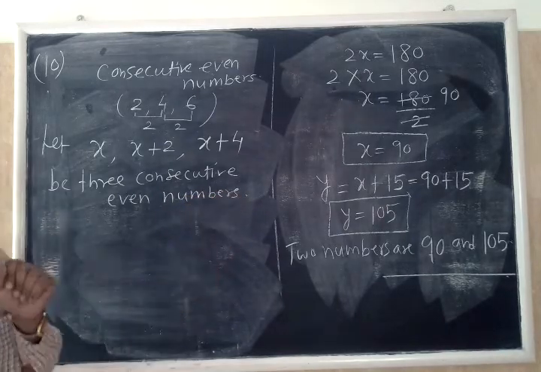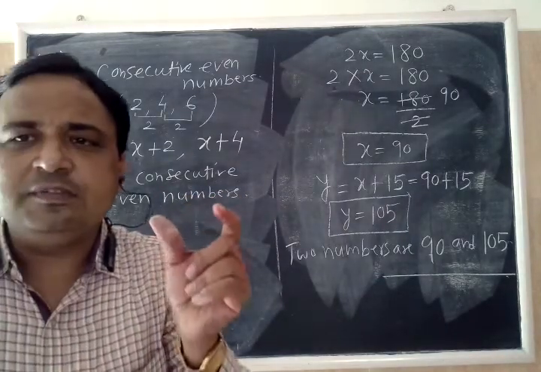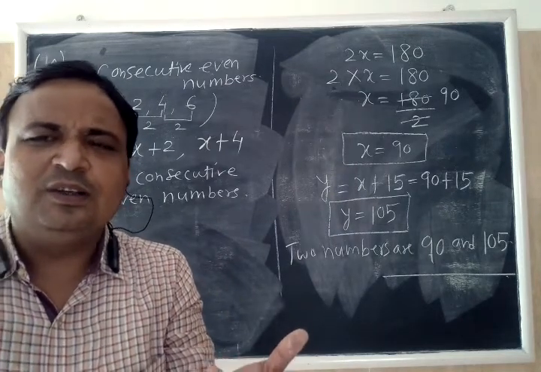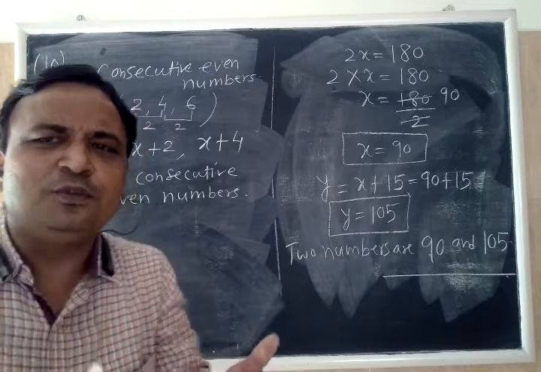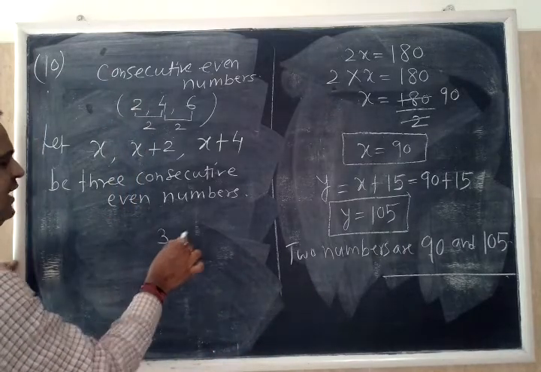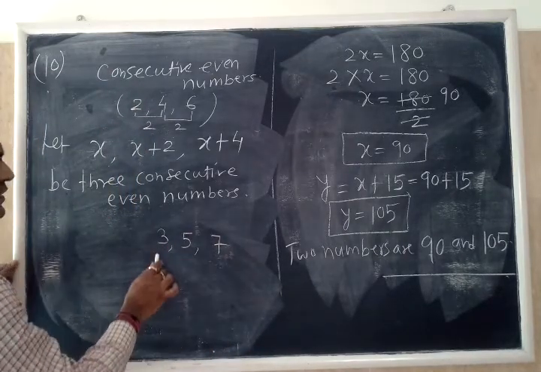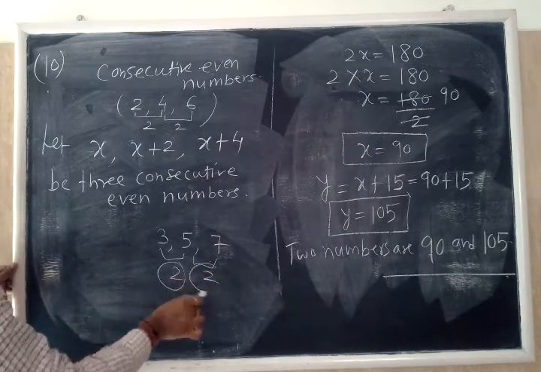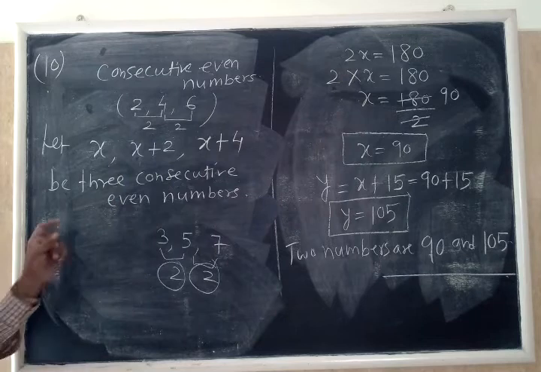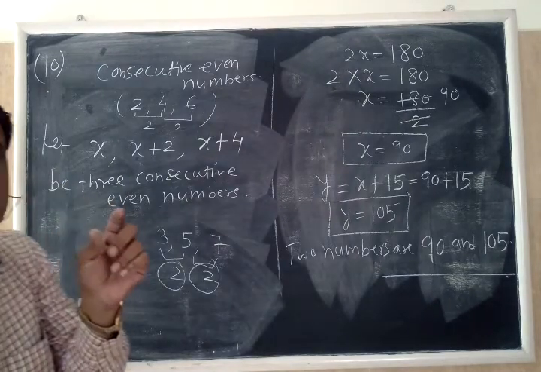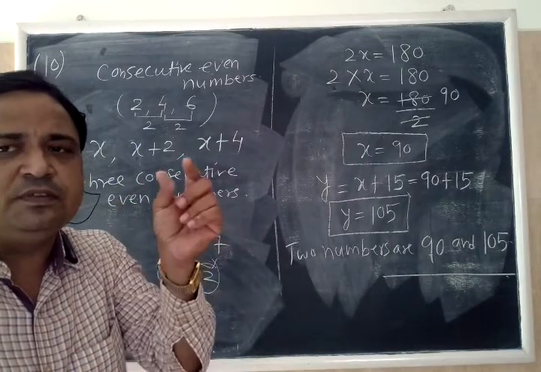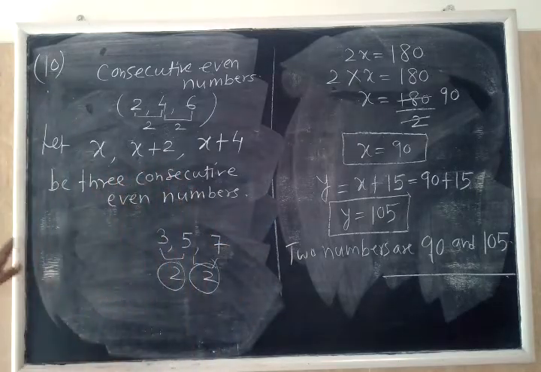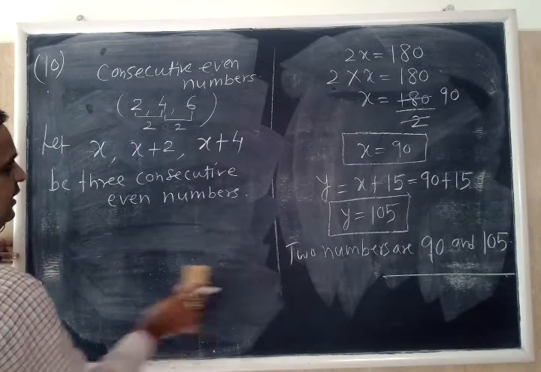Suppose it is an odd number. Then what is the difference between odd numbers? My odd numbers also have a difference of 2. For example, 3, 5, 7. What is the difference? 2. So whether it is an even number or an odd number, the difference between two consecutive even numbers is 2, and the difference between two consecutive odd numbers is also 2.